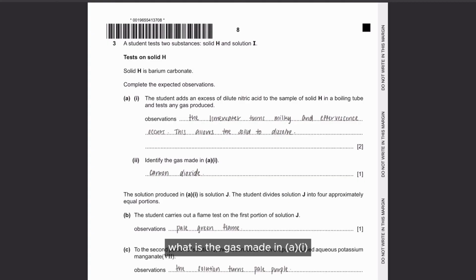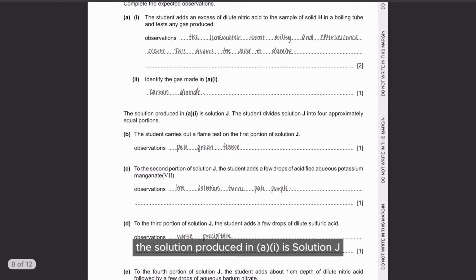What is the gas made in part A of Part 1? The gas made is carbon dioxide as the lime water turns milky. Lime water only turns milky when carbon dioxide is present, and hence your answer is carbon dioxide. The solution produced in Part A, Part 1 is solution J. A student divides solution J into 4 approximately equal portions.